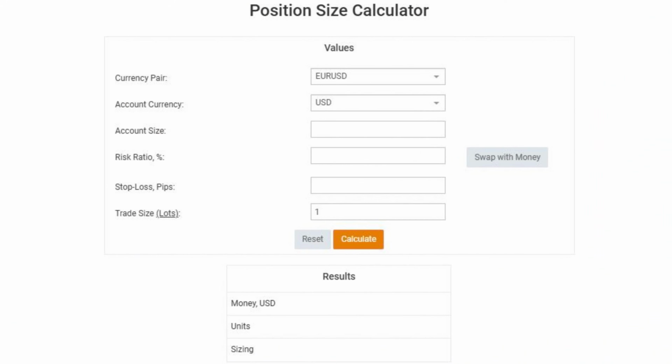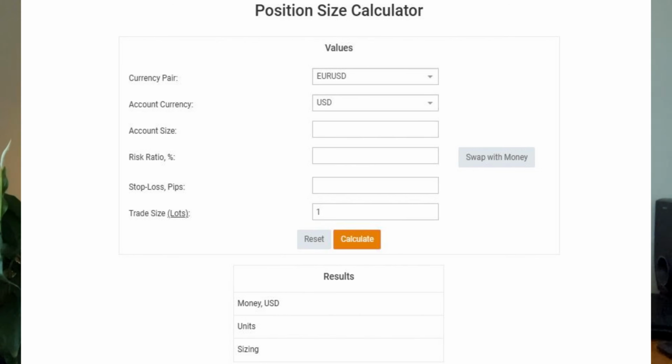But if you want to calculate general lot sizes and what the normal lot sizes are for a Forex trade, then you can go here to this MyFX. It's free. It's totally free. I'm not promoting them. I've got no affiliation with them. I've got nothing to do with these guys. I'm just showing you this because it exists.